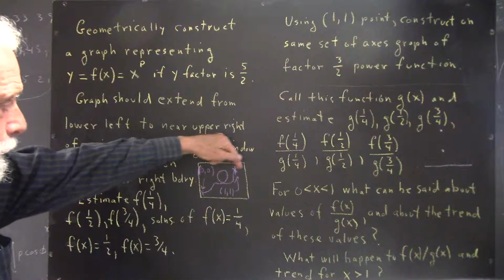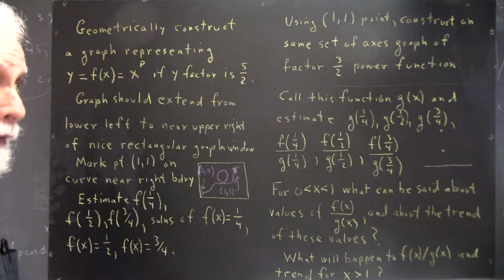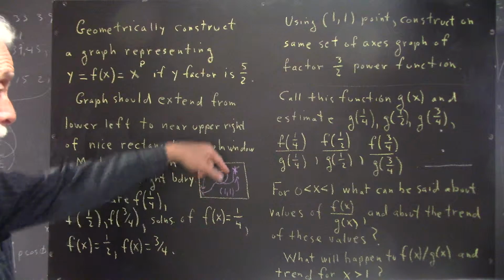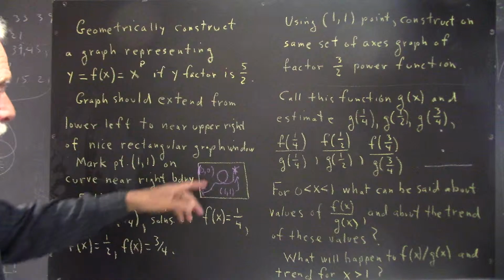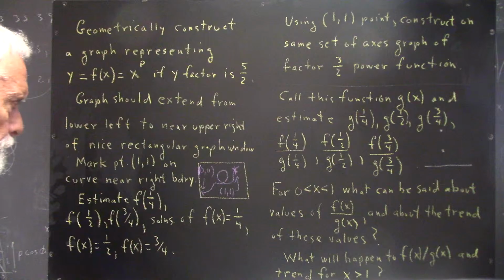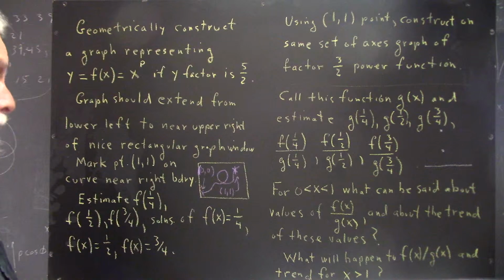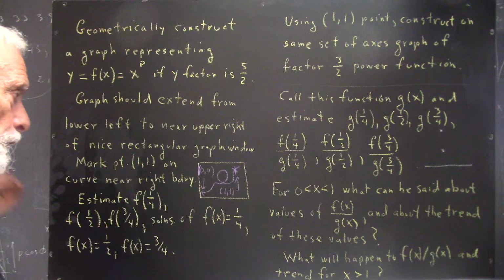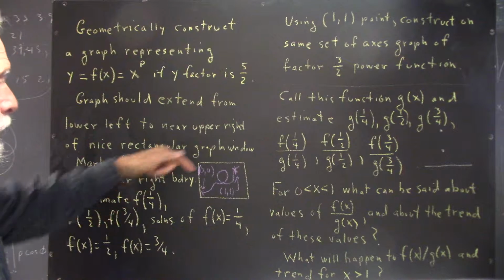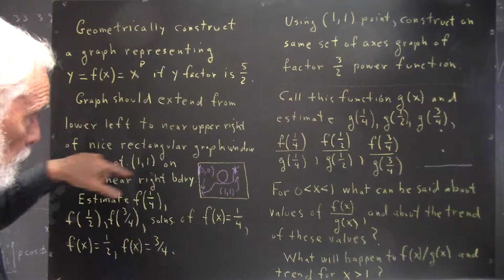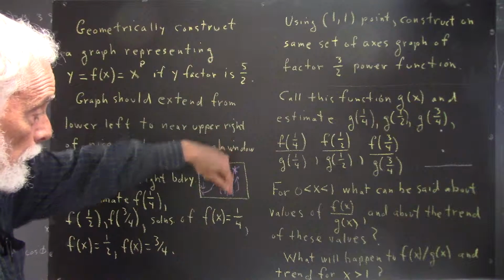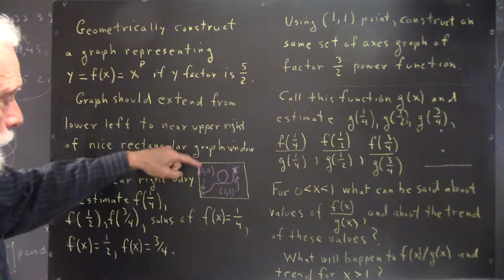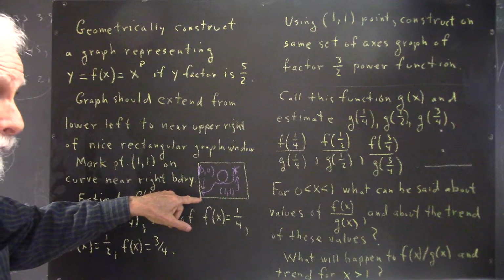I've drawn a purple curve here. Obviously, that's not what your graph is going to look like. This would be a graph of some kind of a parametric equation, most likely. And it's not a function, obviously, it doesn't satisfy the vertical line test. Okay, anyhow, so we mark the point 1, 1 on the curve near the right boundary. So the right boundary is over here, so we mark 1, 1 here. And of course we're going to mark our point 0, 0, and that's probably going to be near the left boundary.